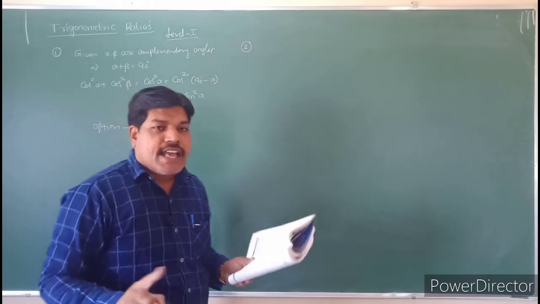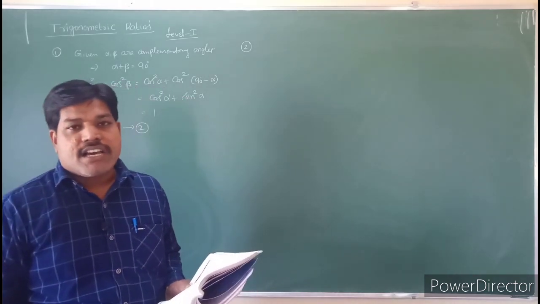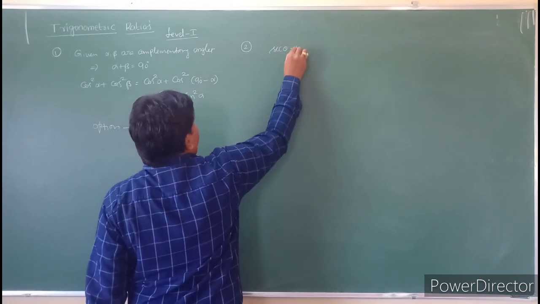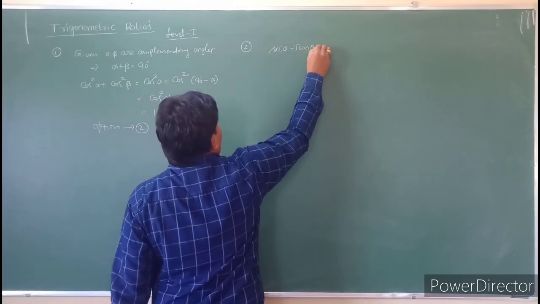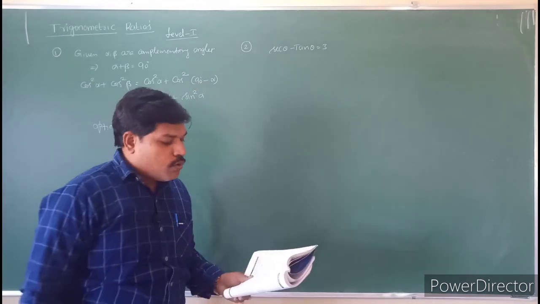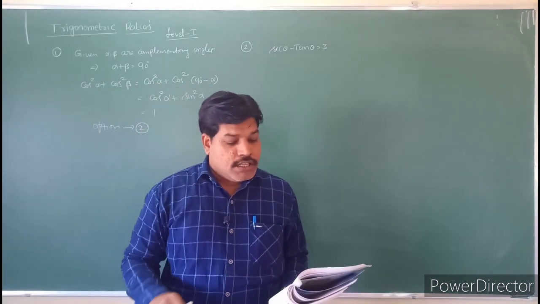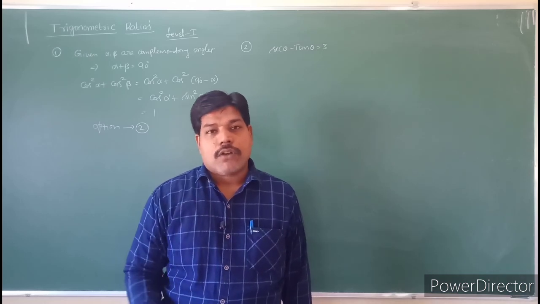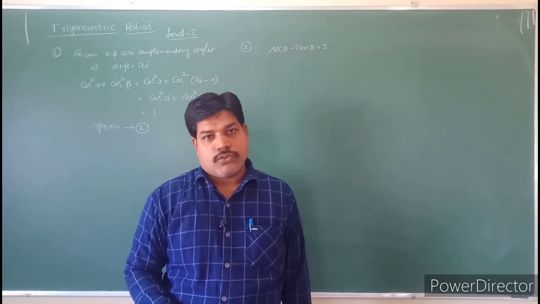Secant theta minus tan theta is equal to 3. So what is the question they are asking, students? That implies theta lies in the quadrant. So where is theta? That is the question.